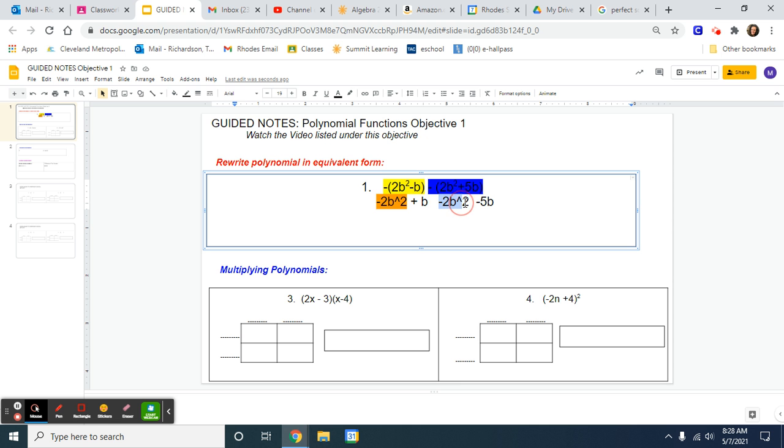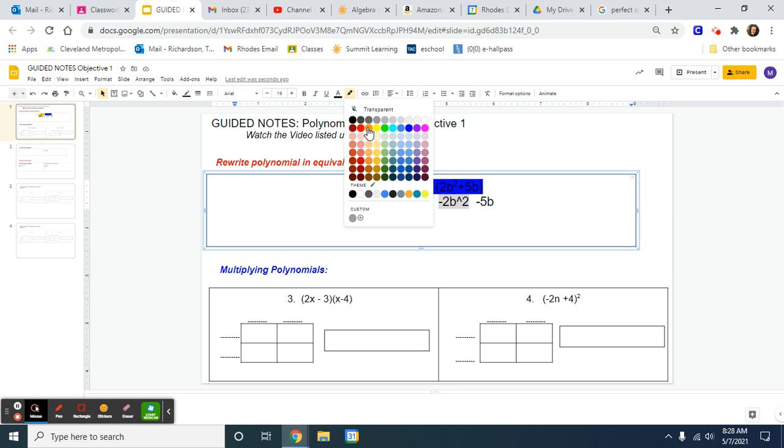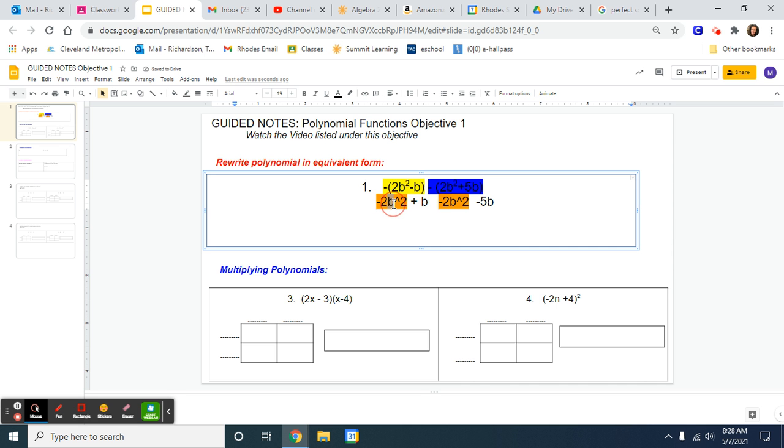Now I have another negative 2b squared. I could combine those two together because they have the same letter and they have the same exponent. And then last, I have a minus 5b. Again, it's the same letter, but it's not the same exponent. So let's combine just our orange. So negative 2b squared minus 2b squared. It's going to be a negative 2 minus 2, which is going to be a negative 4. And then again, keep that same letter and exponent with it. So we just combined those orange terms, and it became a negative 4b squared.